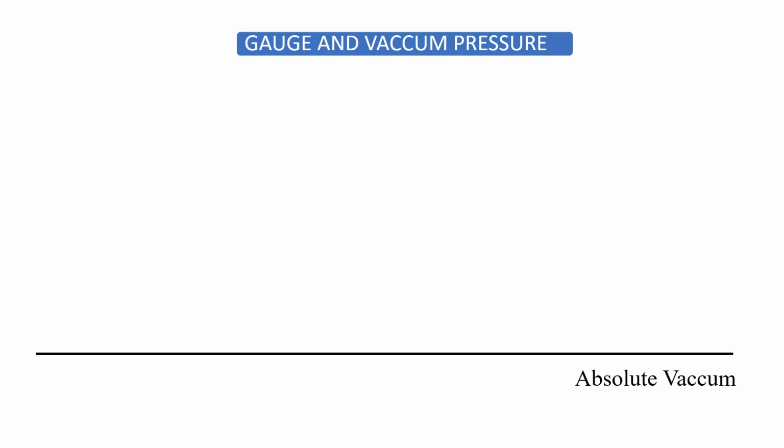So what is gauge pressure and vacuum pressure? The actual pressure at a given position is called the absolute pressure, and it is measured relative to the absolute vacuum.